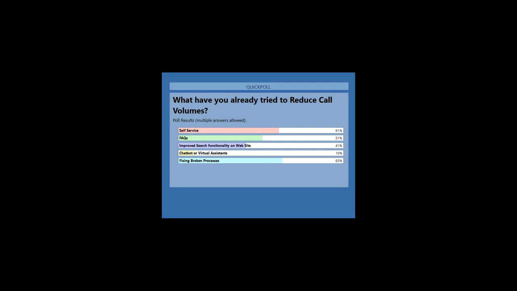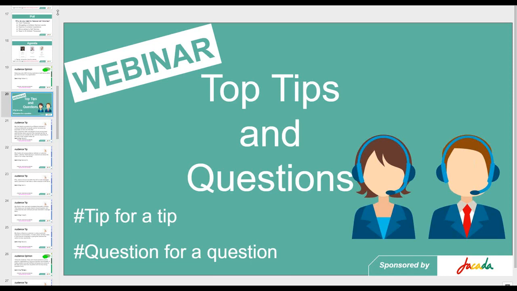So let's have a look here. Sample size of 155. So 10% of the audience have already tried chatbot or virtual assistants. That's much higher than I would have expected. 63% of the audience have tried fixing broken processes. 61% self-service. 51% FAQs. And surprisingly quite low is improving search functionality on the website, because I would have thought that if you're trying to get people to self-serve, the web would be the place that people might want to go. Right, we're going to have a look at a number of audience tips now that are coming through.